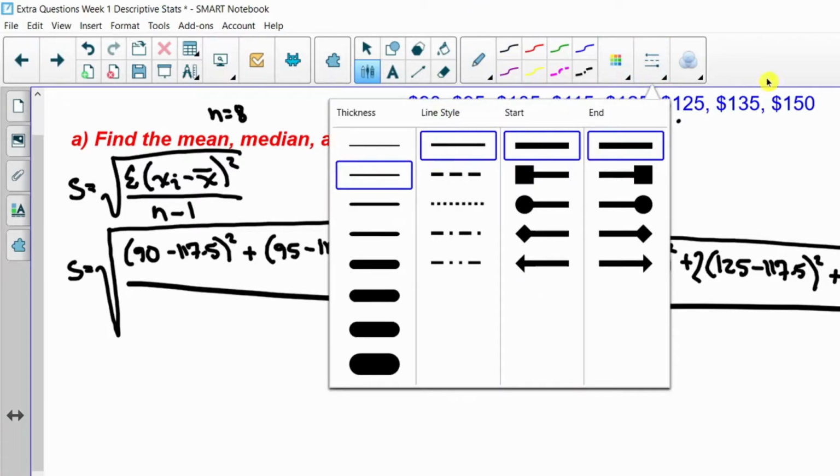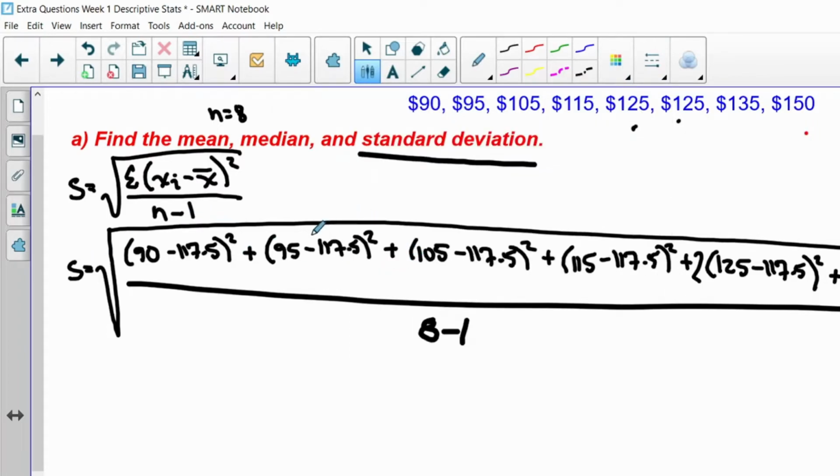I'm not going to do every single one, but just as an example, if I do the first one here, on my calculator, I go 90 minus 117.5, and then I'm going to square that number. For that one, I got 756.25. Sorry, I misspoke earlier. 756.25. That's what I got from that one bracket there, okay?